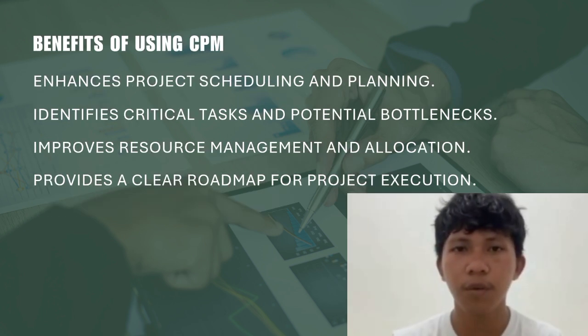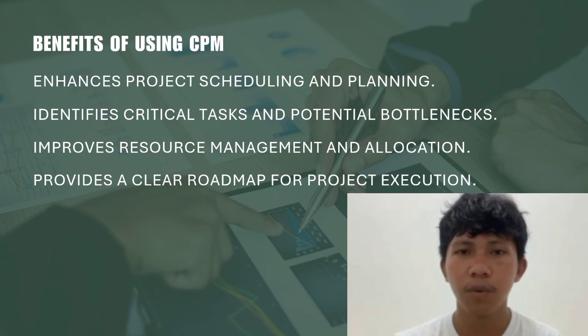Benefits of using CPM. CPM, or critical path method, is widely used in project management and it brings several benefits. First is enhanced project scheduling and planning. It helps agribusiness managers lay out a clear timeline of tasks from start to finish. Second is identifying critical tasks and potential bottlenecks. CPM highlights which steps cannot be delayed without affecting the whole project.